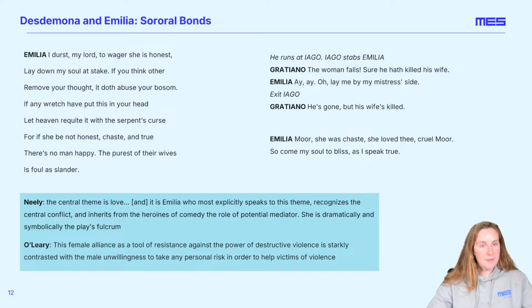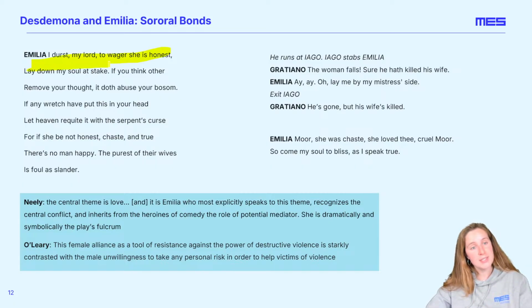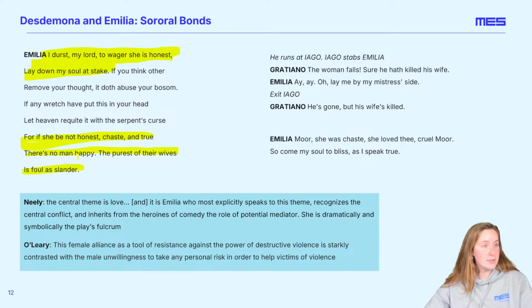Here as well, we have the sororal bonds. We've looked at this before, this idea of Desdemona and Emilia having a sisterly bond. And we've seen this before as well. Emilia says that she stakes her soul and lays down her life on the fact that Desdemona is honest. And if she is not chaste and pure, then no man is happy. So in other words, she is as good as they get.